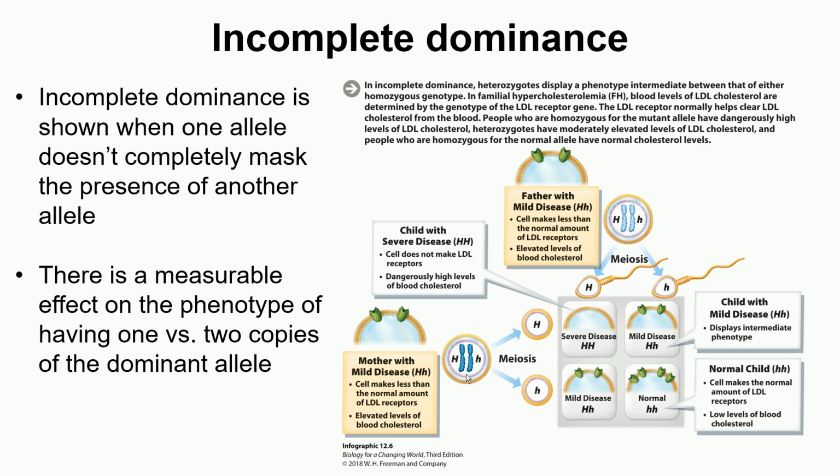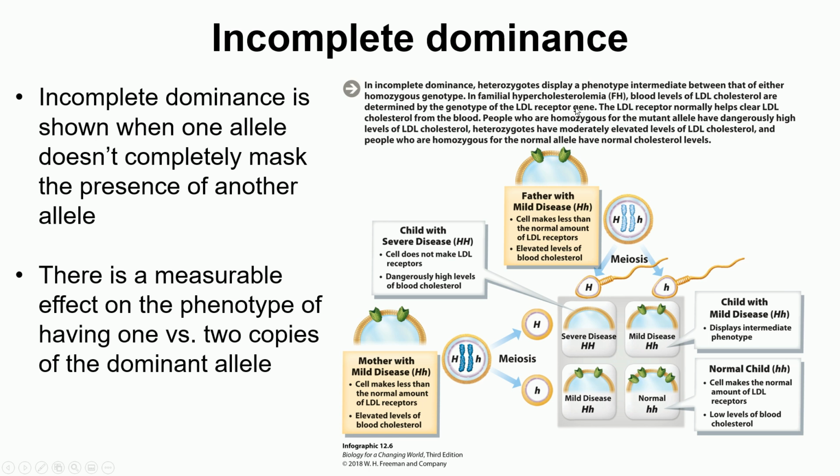And here is an example of incomplete dominance in a disease. In incomplete dominance, heterozygotes display a phenotype intermediate between that of either homozygous genotype. We explain incomplete dominance with the disease called hypercholesterolemia. This is a disease in which people have a high cholesterol level in their blood. The blood levels of cholesterol are determined by the genotype of the LDL receptor gene.